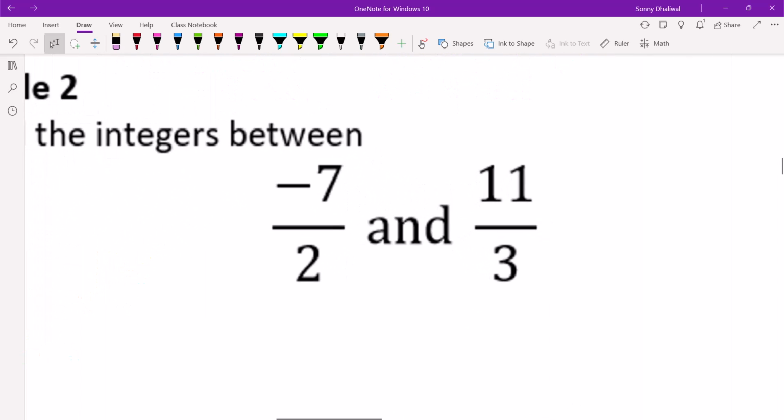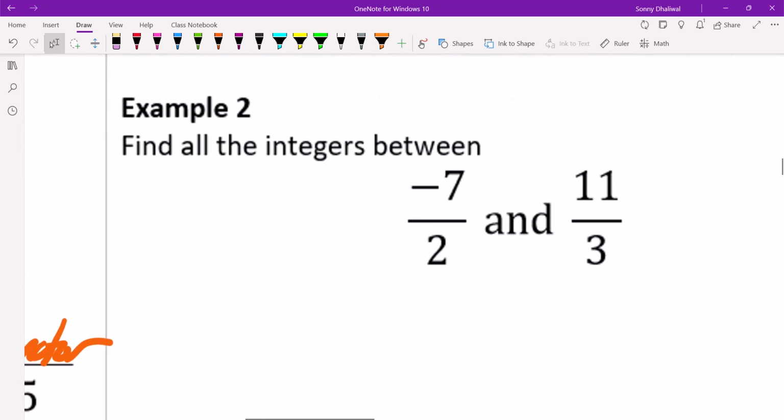Okay, now let's go to this one. We have this question. Okay? And there's more terminology that's going to trip you guys up. So we have the number -7/2 and the number 11/3. And I want you to give me all the integers in between these. So you can't even answer this question until you know what the word integers means. Right? Because you can't give me an integer if you don't know what an integer is.